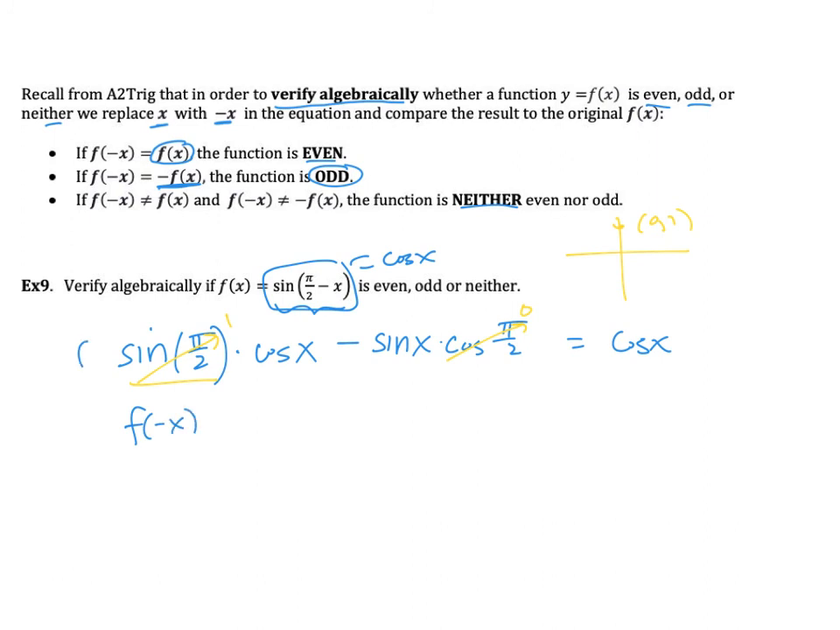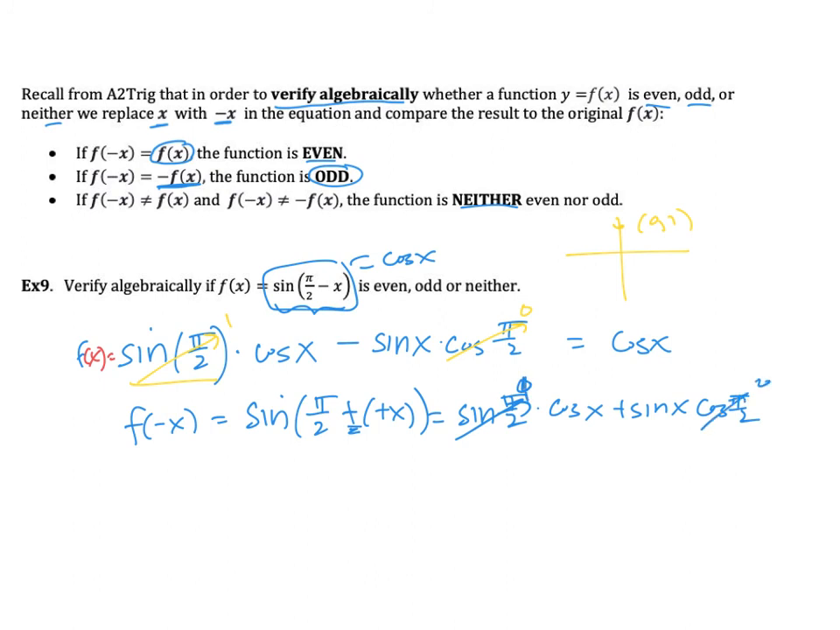If I put in the opposite of x, this is f of negative x equals, well, we need to put in the opposite of x. So that is pi over 2 minus a negative x. Well, minus a negative x is just a plus, right? So now I'm going to use the same formula, except I have to put a plus sign in there instead of a minus sign. So I'm going to get sine of pi over 2 times cosine of x, plus, because we have a plus sign, sine of x times cosine of pi over 2. Well, again, this equals 1, this equals 0, so did anything change? No, it's still equal to cosine of x. So because when I put in the opposite of x, I got the original y value, I know this function is even.